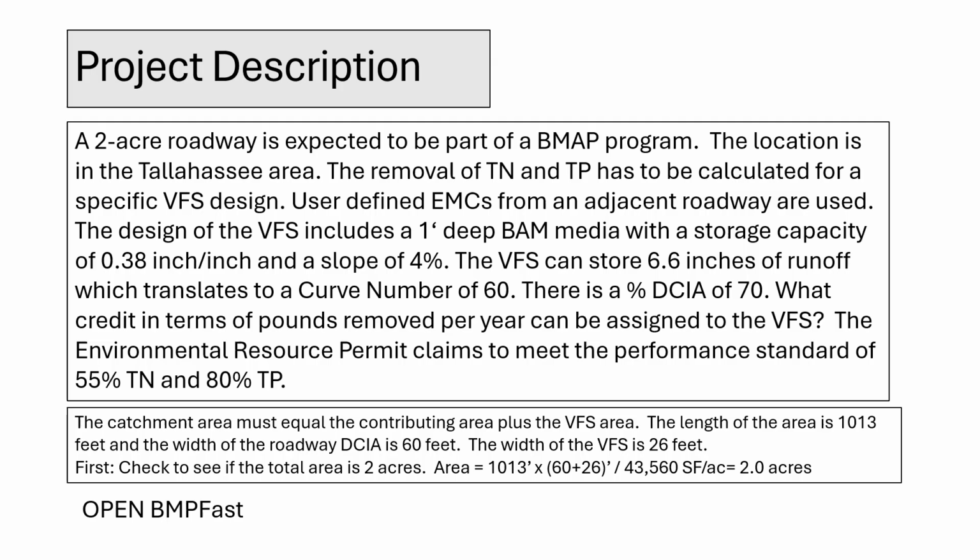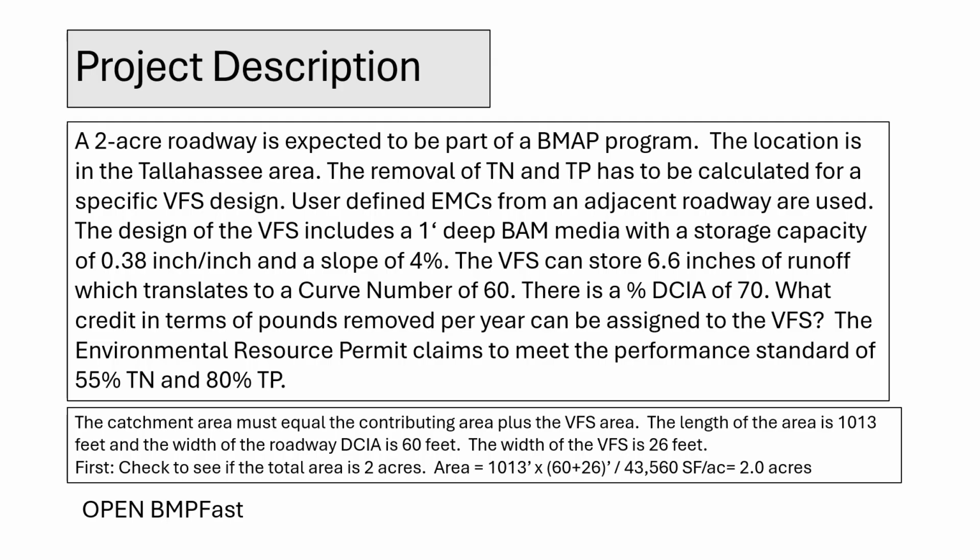The catchment area is made up of both the contributing roadway area and the VFS area combined. The roadway DCIA has a width of 60 feet, the VFS adds another 26 feet of width, and the total length is 1,013 feet. Multiplying 1,013 feet by 86 feet and dividing by 43,560 square feet per acre confirms the total area equals exactly 2.0 acres.